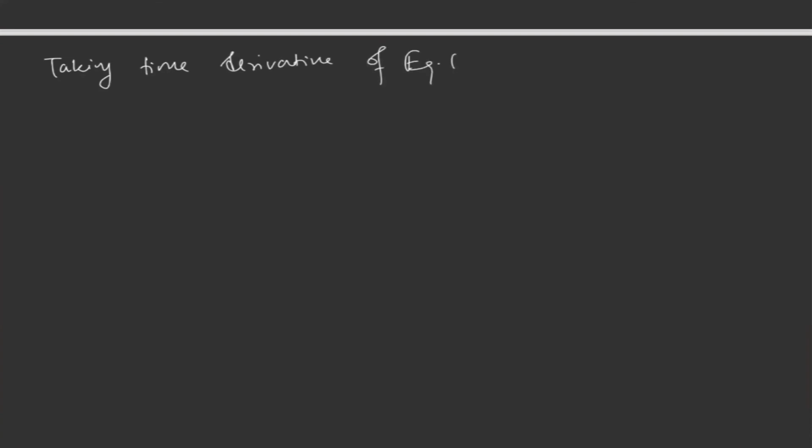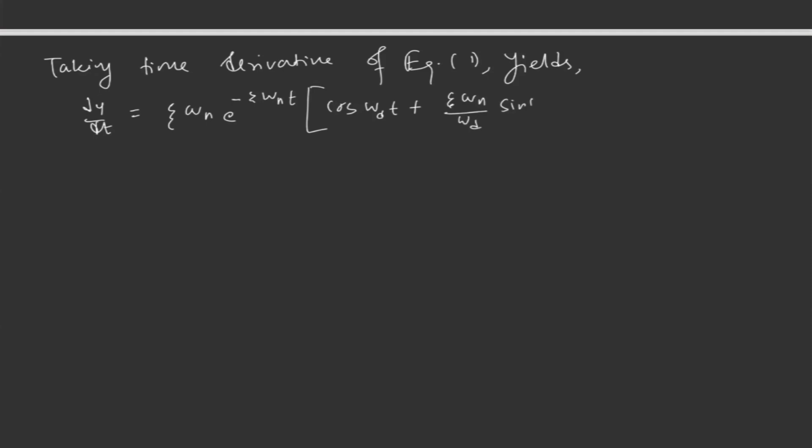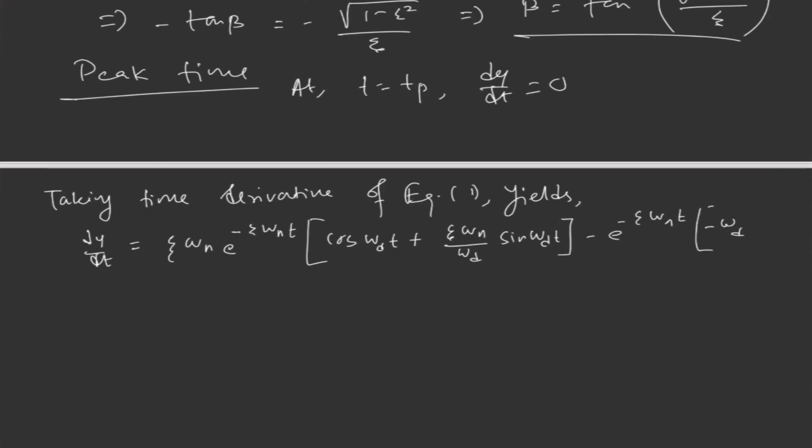Taking time derivative of equation 1, we can write dy/dt equal to zeta omega n e to the power minus zeta omega n t cos omega d t plus zeta omega n divided by omega d sine omega d t, minus e to the power minus zeta omega n t into minus omega d sine omega d t plus zeta omega n by omega d cos omega d t.